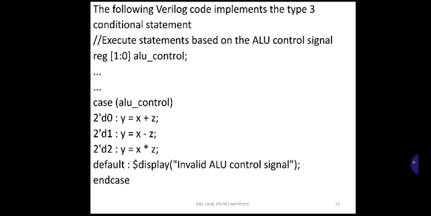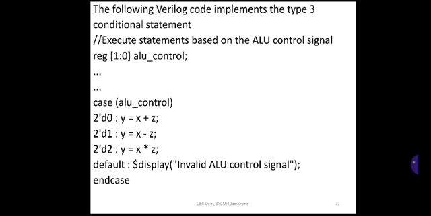That is ALU control. If your input is 0 1, then it matches with the second statement, 2'd1. So if it matches, then it executes the statement y is equal to x minus z. If ALU control is not 0 1, then it will check and compare with the third alternative.